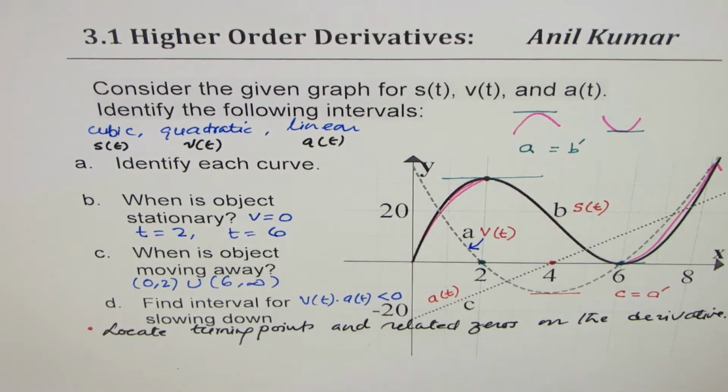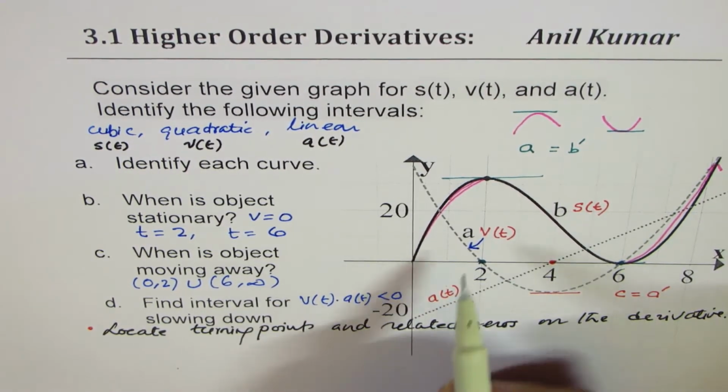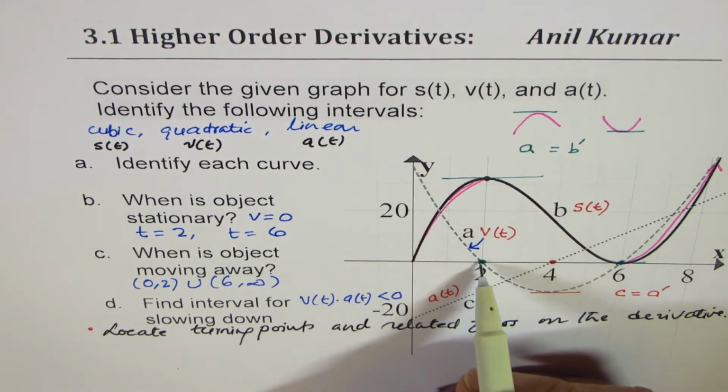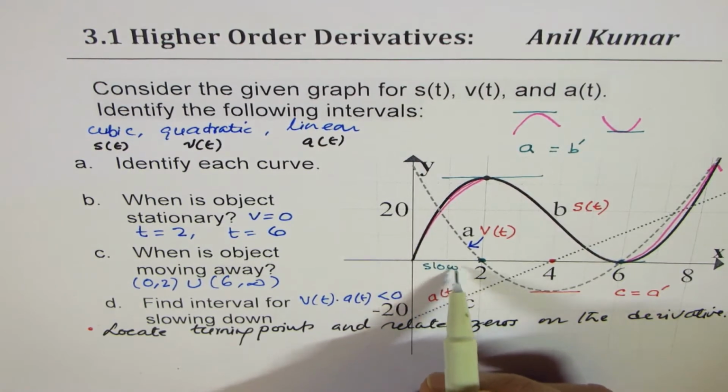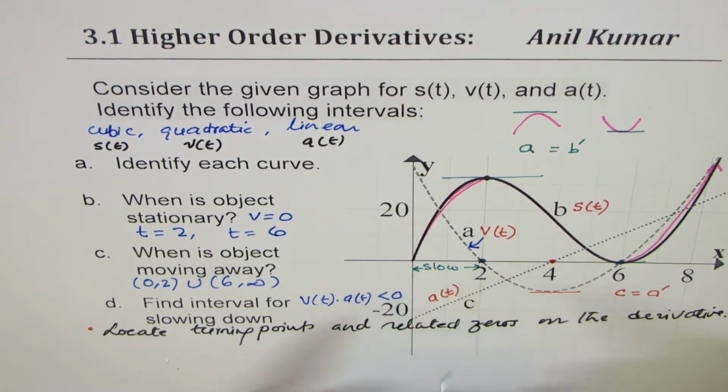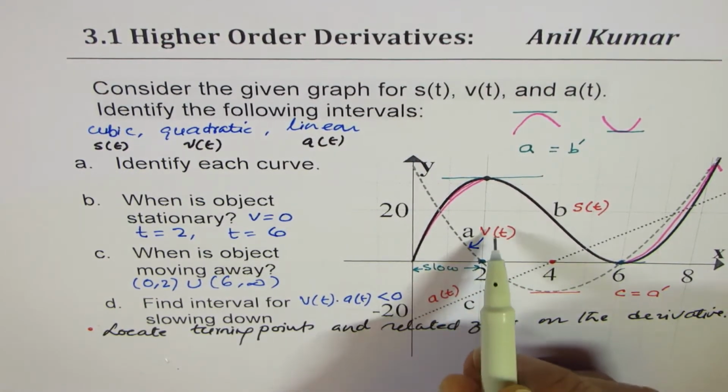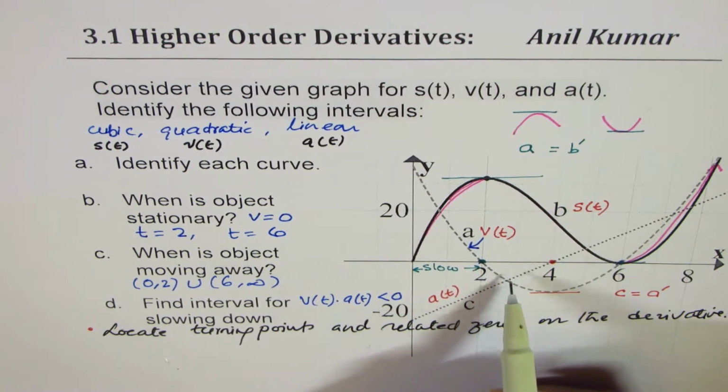So let us look into these graphs once again. We have positive velocity here and negative acceleration. So this is slow down from here to here. In this portion, velocity becomes negative, acceleration is also negative. So their product will be positive. So here it will speed up.